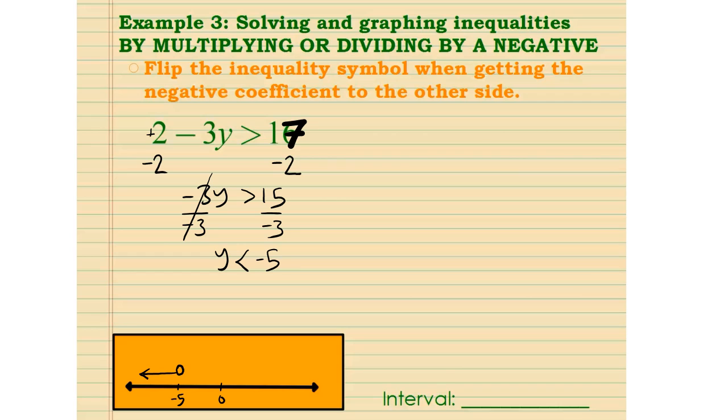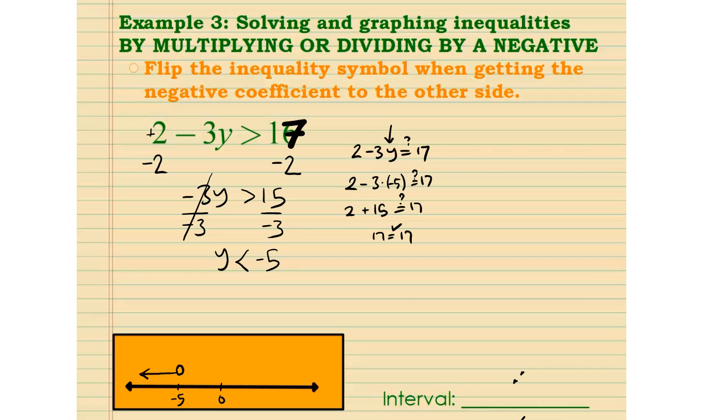I can do my check step to confirm my point was correct. 2 minus 3y, is it equal to 17? Then we substitute negative 5 for the y value. 2 minus 3 times negative 5, is it equal to 17? 2 plus 15, is it equal to 17? 17 is, yes, equal to 17. This true result confirms that negative 5 was the point that we were looking for.